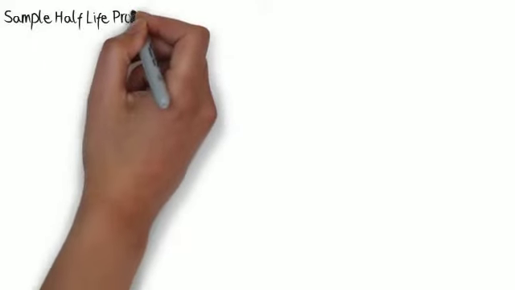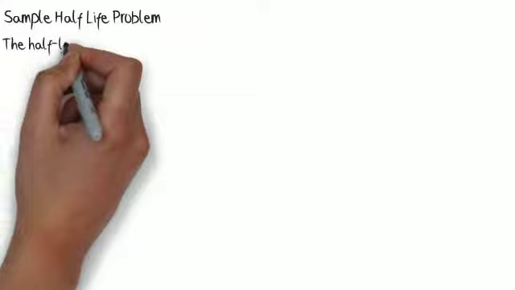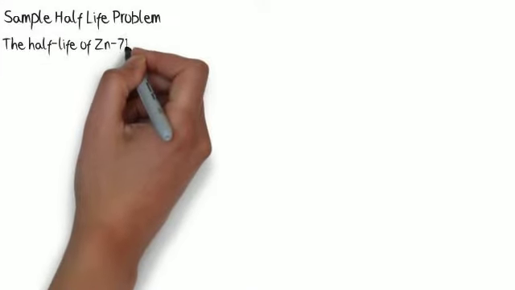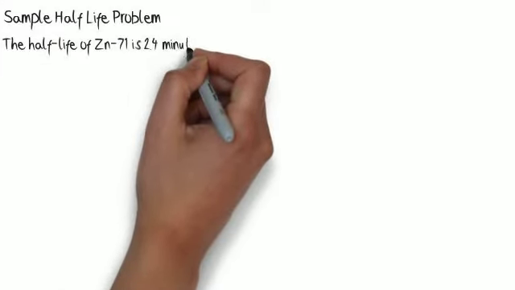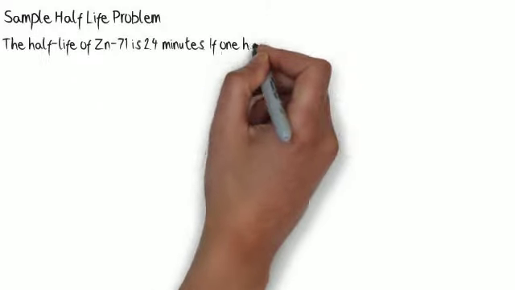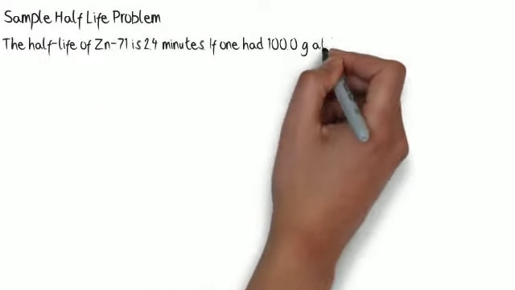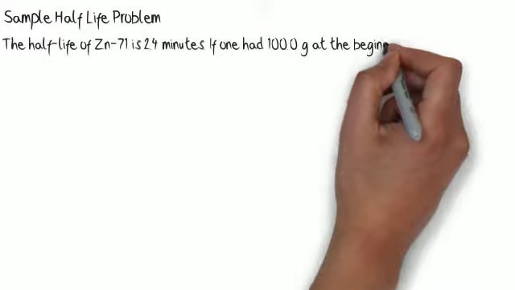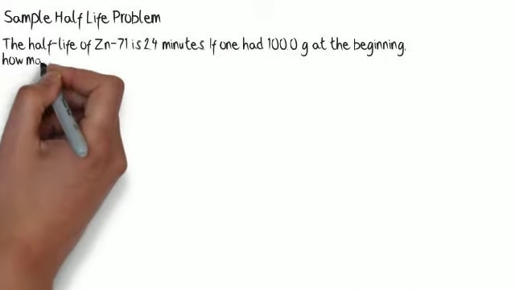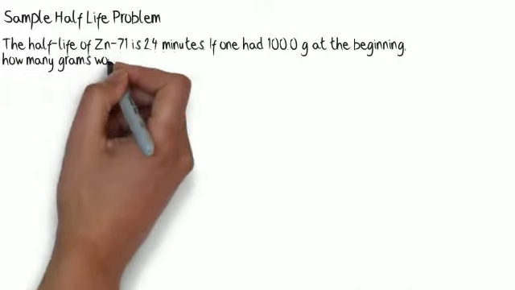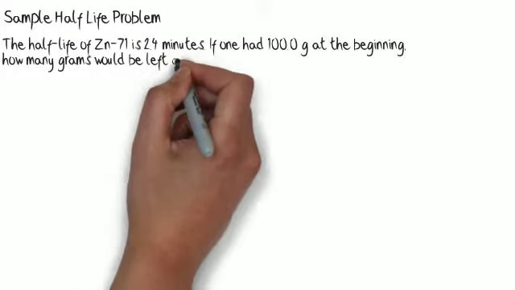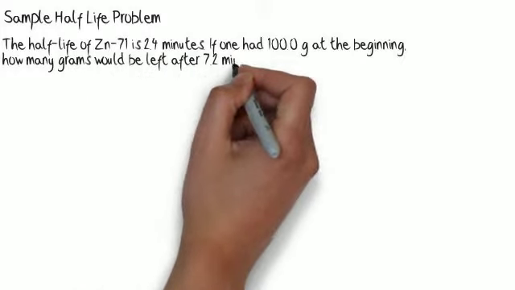So let's just do a sample half-life problem just to try to reinforce the concept here. The half-life of zinc-71 is 2.4 minutes. As I said, each isotope has its own unique half-life. So if one had 100.0 grams at the beginning, how many grams would be left after 7.2 minutes?